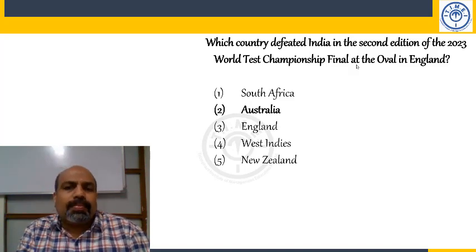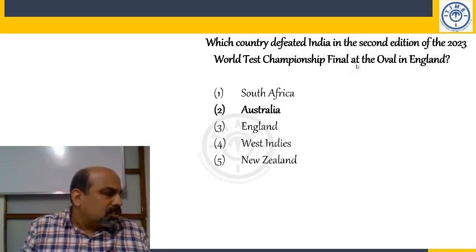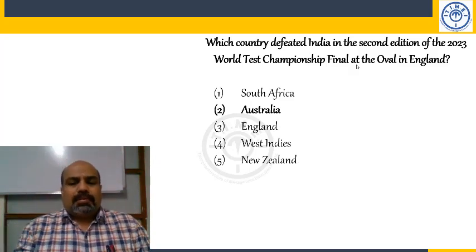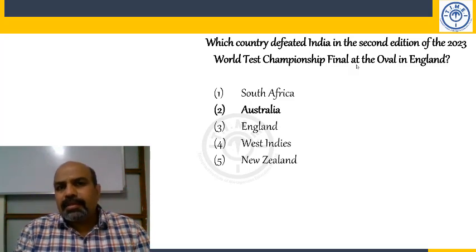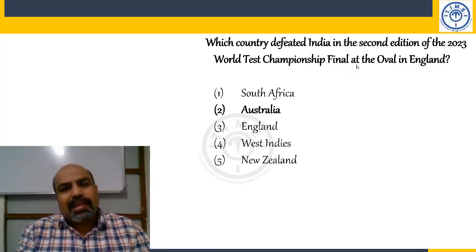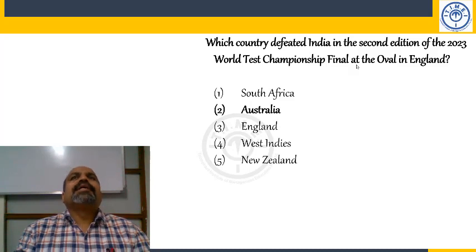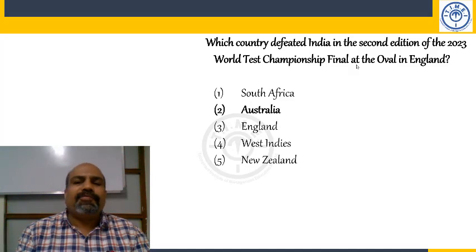Number two, most wickets in the tournament. There is an Australian spinner called Nathan Lyon. Some people call him Nathan, but it's Nathan Lyon. I think he took 139 wickets.